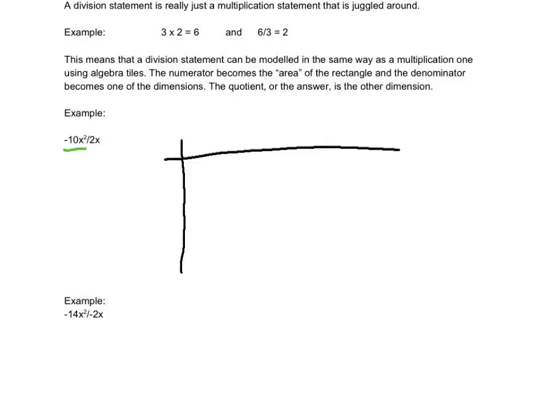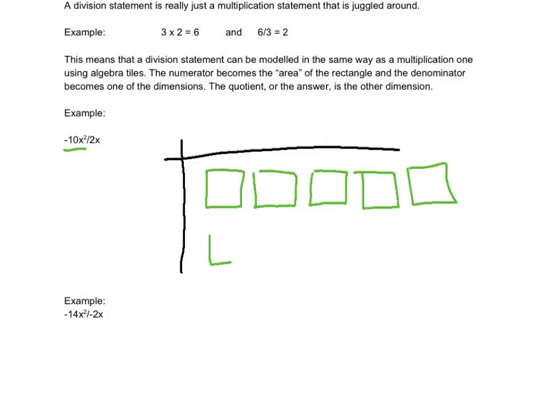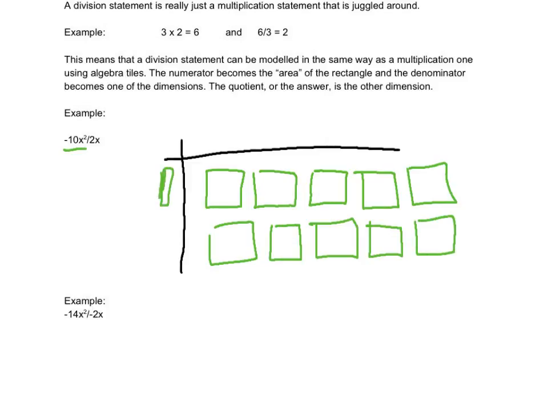So negative 10x squared, we need to arrange these negative 10 of them in a way that is a rectangle. And it can't just be any rectangle. It needs to be a rectangle that has one of the dimensions be the denominator. The denominator was 2x, so I'll put that in as one of the dimensions, and you see that that works out. I get a rectangle there with 10 negative x squared tiles, and one of the dimensions is a positive 2x.